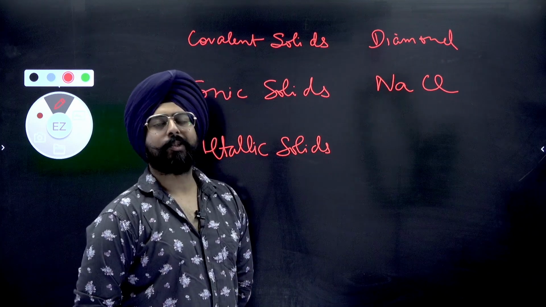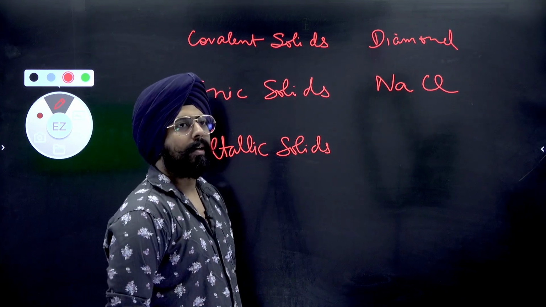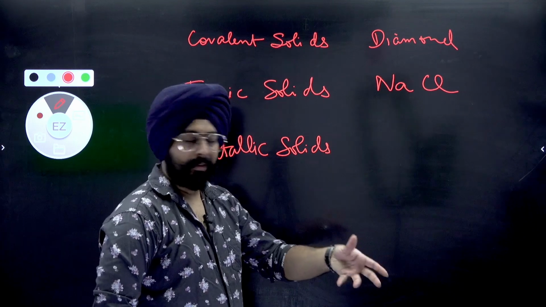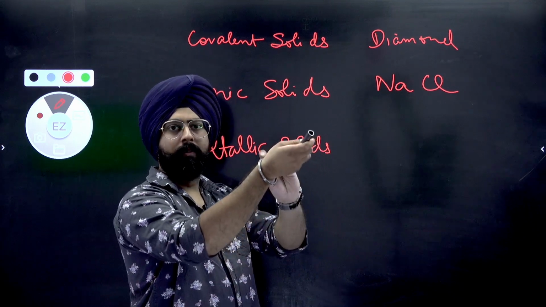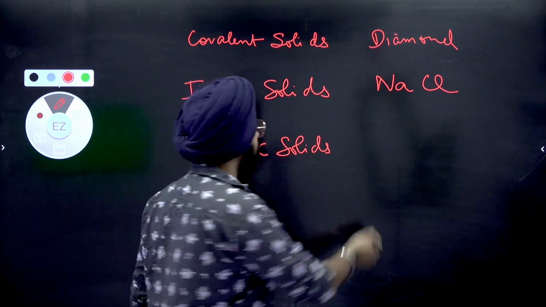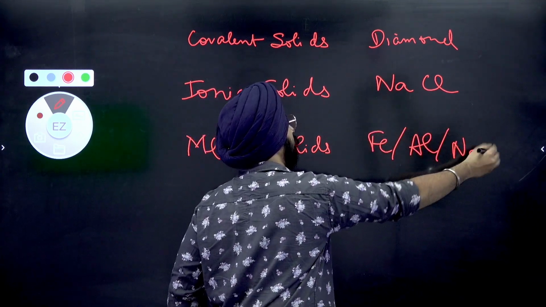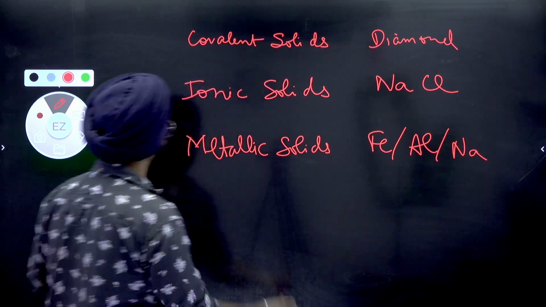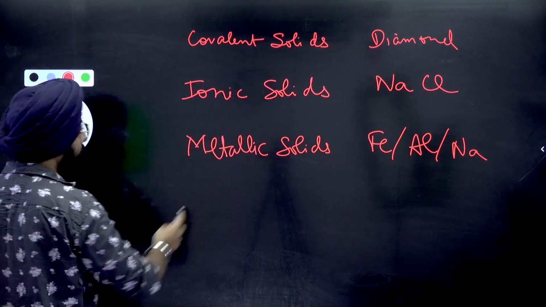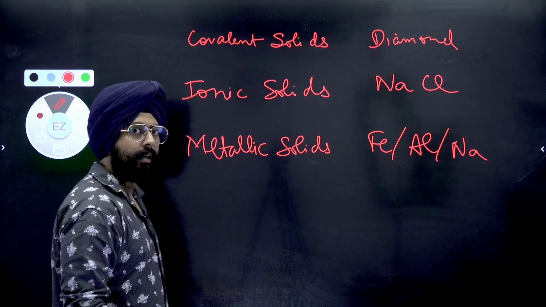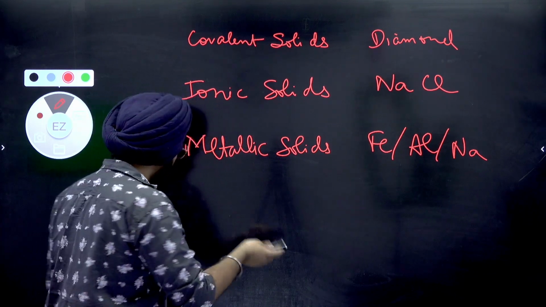If I come to metallic solids, everyone knows almost all metals are solid in nature, right? Sodium metal, a little soft but solid. This is a metal, iron, aluminium, etc., etc. So everyone knows. Whatever. Mercury is a liquid, gallium melts easily, whatever. Metallic solids, everyone knows.